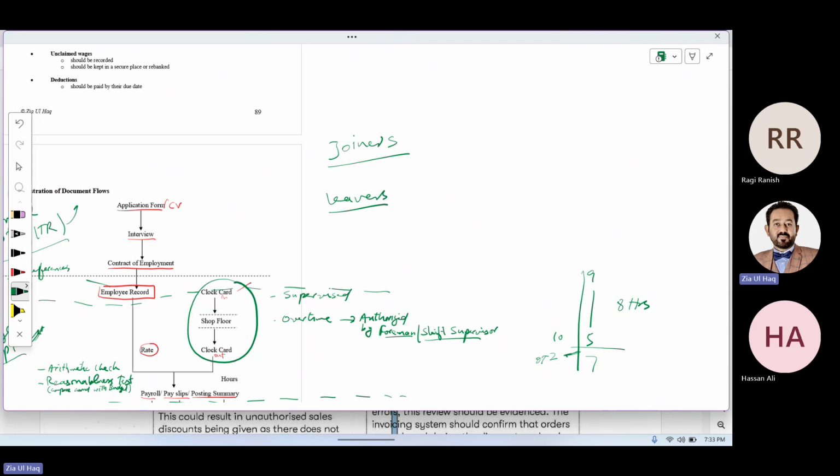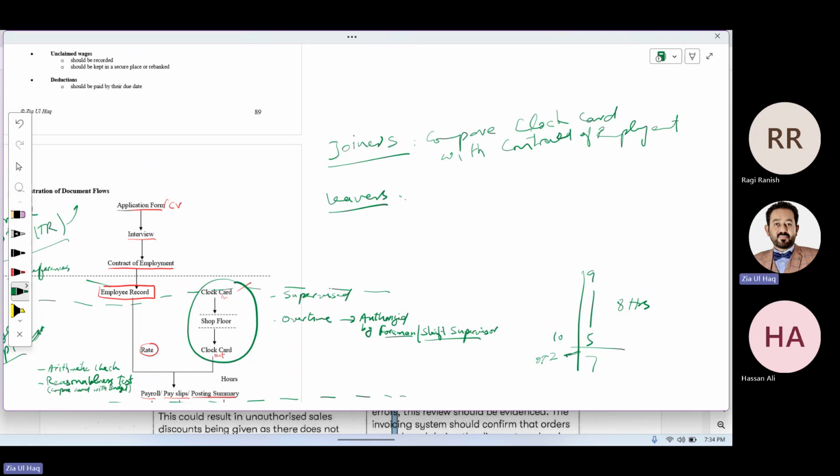what you need to do is compare the clock cards of joiners with the contract of employment. Because through the contract of employment, you will be able to identify their start date. And you need to check that clock cards have recorded hours from the day of joining rather than before the day of joining.